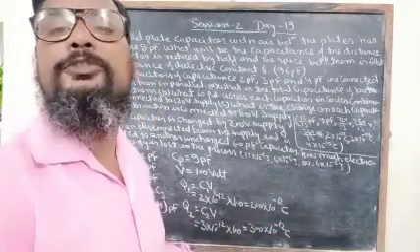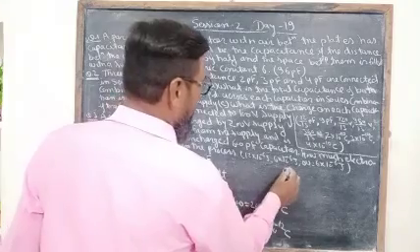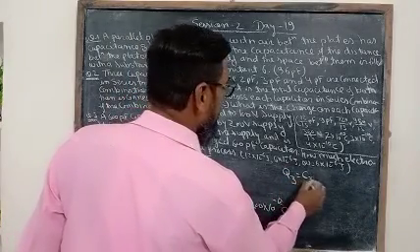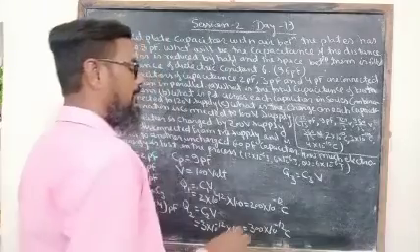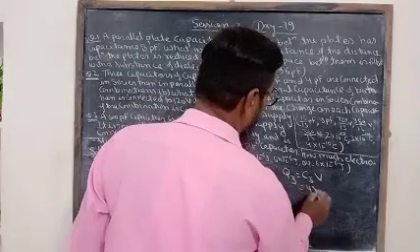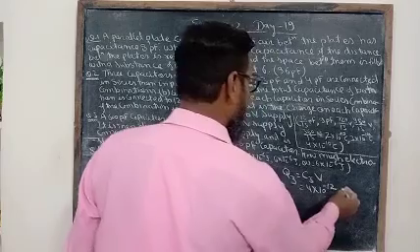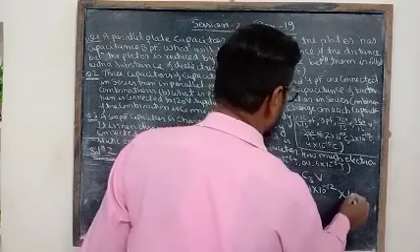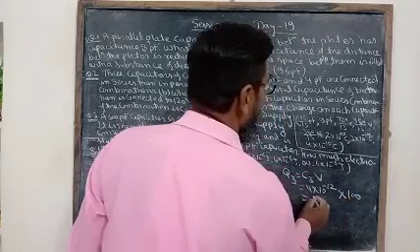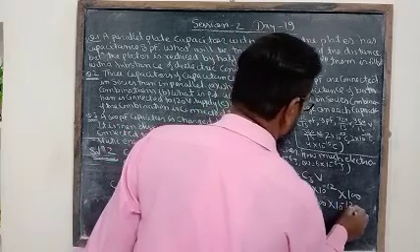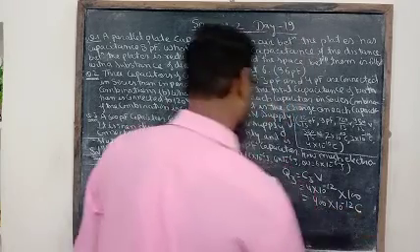And the value of Q3 will be Q3 is equal to C3V. The value of C3 is 4 picofarad, 4 into 10 raised to the power minus 12 farad, and V is equal to 100. So the answer will be equal to 400 into 10 raised to the power minus 12 coulomb.